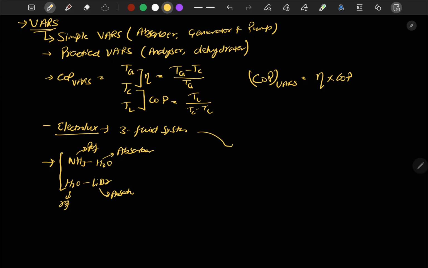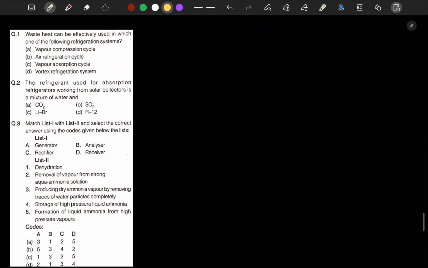Now in the case of a three fluid system, there is an additional fluid. Let's say in the NH3 H2O system, if we consider H2, then this H2 is used to drop the pressure from condenser to evaporator by reducing the partial pressure of the refrigerant. I hope you understood these points in the last lecture. Now we will move into our questions.